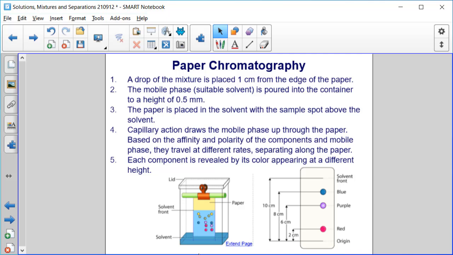Capillary action, which you've all seen when you see water spread on a paper towel, if it's in like a little drip of water, that drawing of the water in is that capillary action. So capillary action draws the mobile phase up through the paper, the stationary phase. They travel at different rates, separating along the paper. So you can see whatever was in that drop begins separating into these different colors on the paper as the solvent moves up the paper. Each component is revealed by its color appearing at a different height.